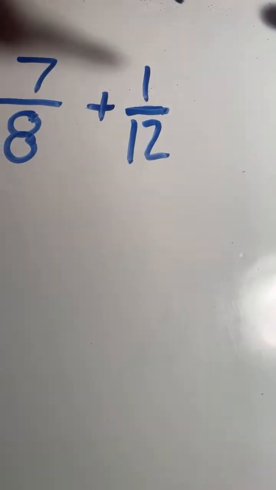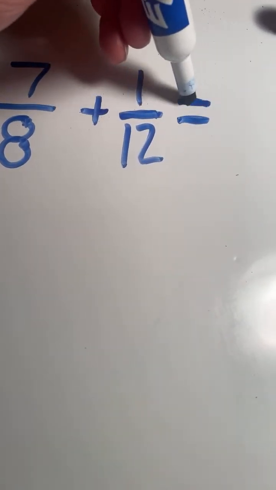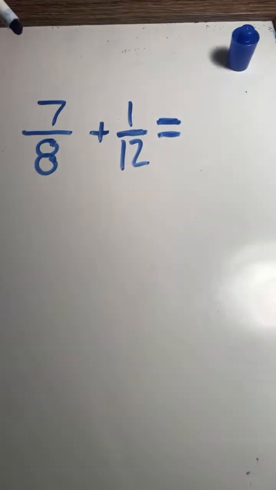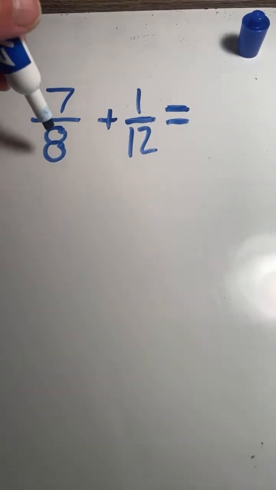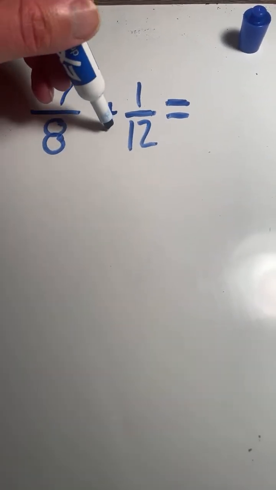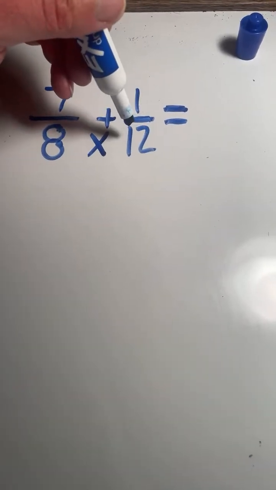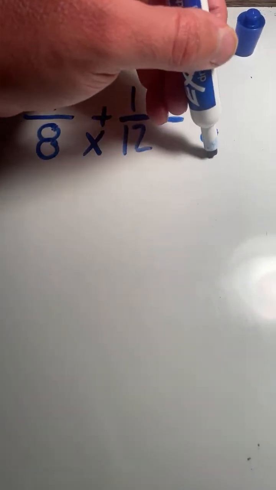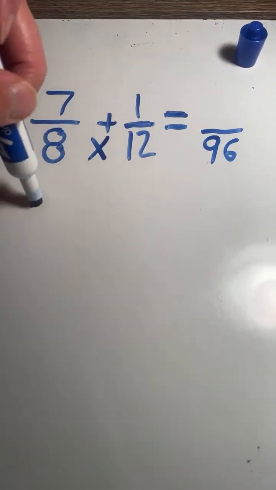So we have 7/8 plus 1/12. So step 1, we multiply to find a common denominator. 8 times 12 equals 96. So 96 is our common denominator.